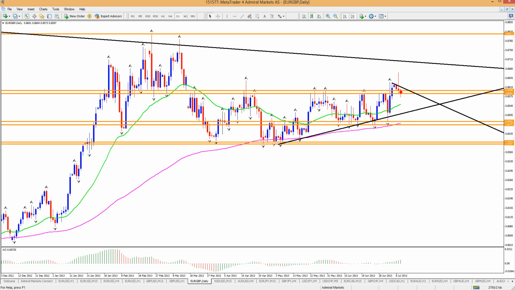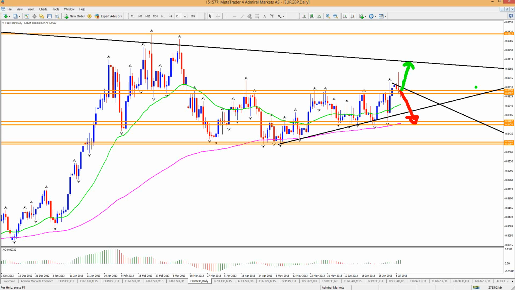Looking at this, you would say that a downside is logical, but it could also be a small rejection for continuation. Considering the other factors that I've mentioned, that is possible as well. So I think it's too iffy to trade either way at the moment. But what do you think?